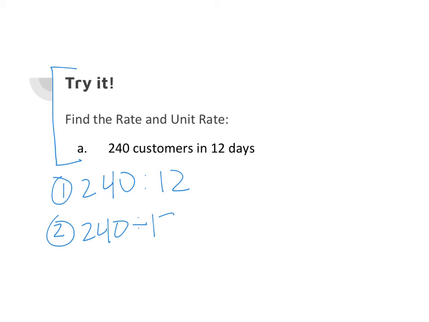Now, sometime soon, I will be getting some calculators for us to use in class. I do not expect you to know all of this math off the top of your head. But 240 divided by 12 is 20. So that's going to be 20 customers. Whoops. Let's just fix that all together. I'm sorry. I'm still getting used to this, just like you are. So 20 customers per day.